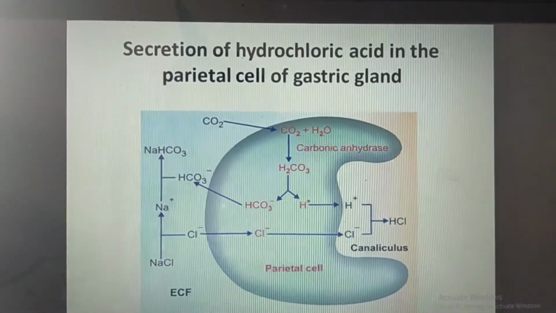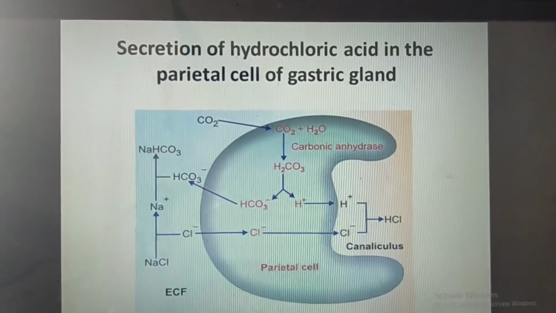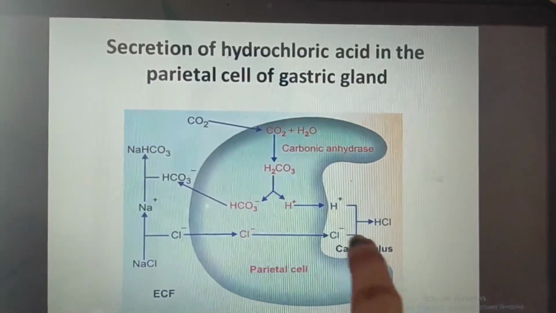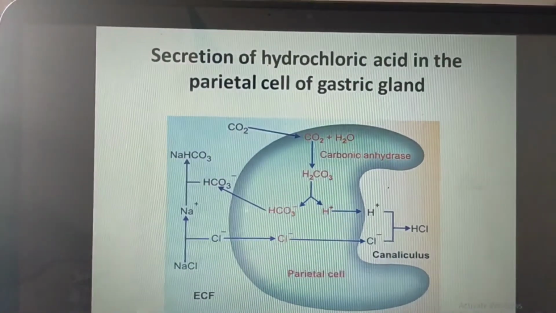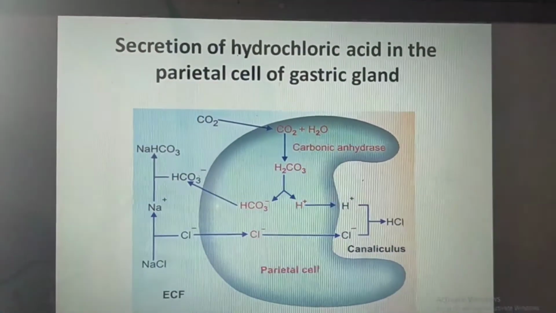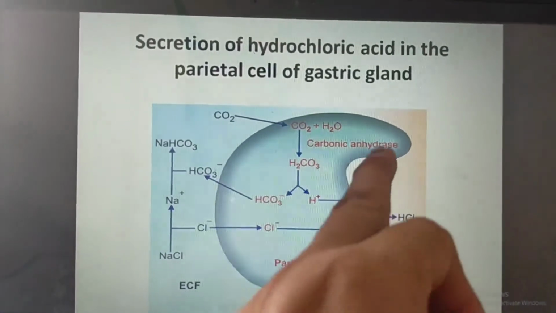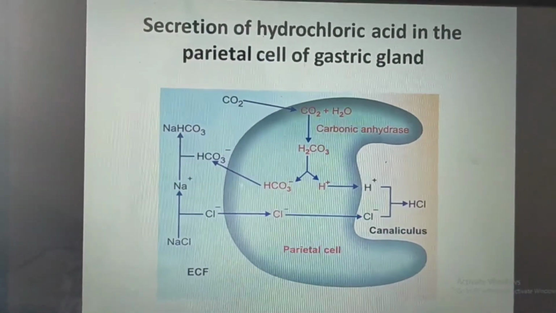The hydrogen ion is actively pumped into the canaliculus of the parietal cells. So here in this figure we can see the canaliculus. Simultaneously, the chloride ion is also pumped into the canaliculus actively. So chloride ion is also here. Here is a hydrogen, here is a chloride.